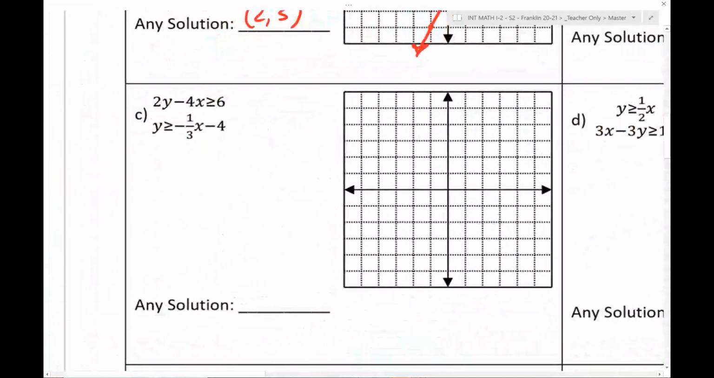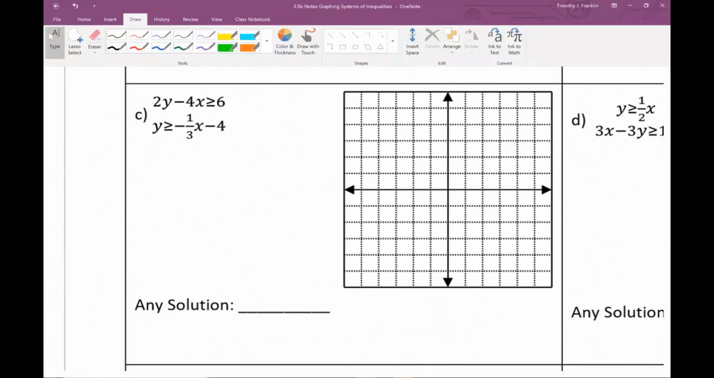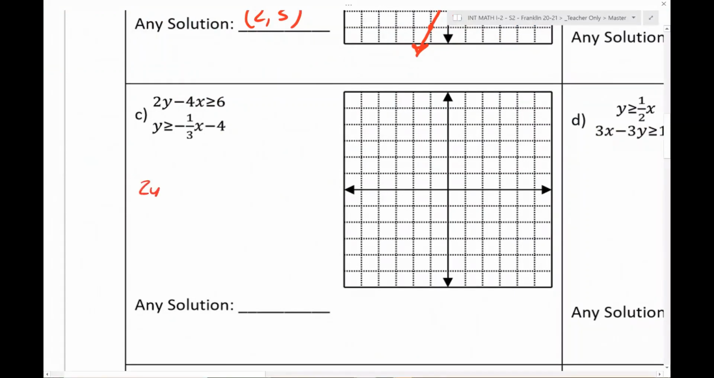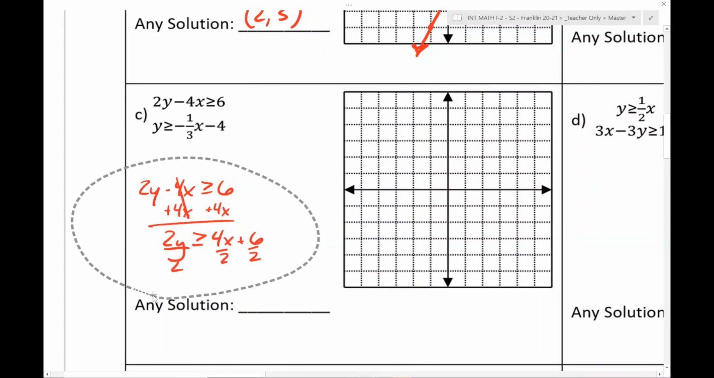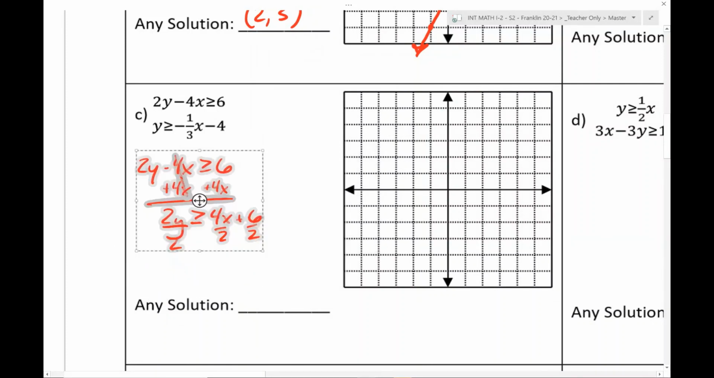Okay, next one. Our first inequality is 2y minus 4x is greater than or equal to 6. We're going to have to solve that one. Let's go ahead and do that. We're going to add 4x to both sides. So 2y is greater than or equal to 4x plus 6. Divide everything by 2. And we get y is greater than or equal to 2x plus 3.